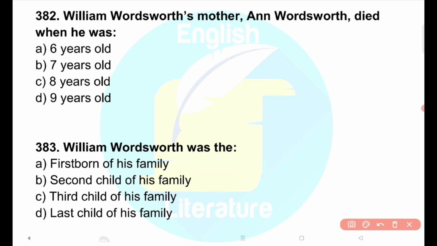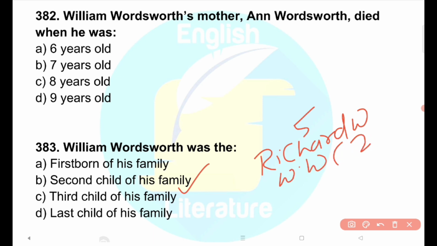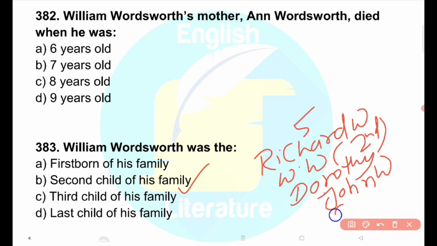William Wordsworth was the option B, second child of his family. William Wordsworth was the second of his five children. First, Richard Wordsworth; second, William Wordsworth, as we know, second child; third, Dorothy; fourth, John Wordsworth; and fifth, Christopher. Christopher was the youngest.